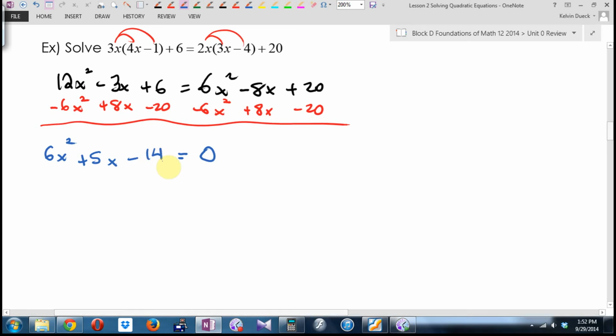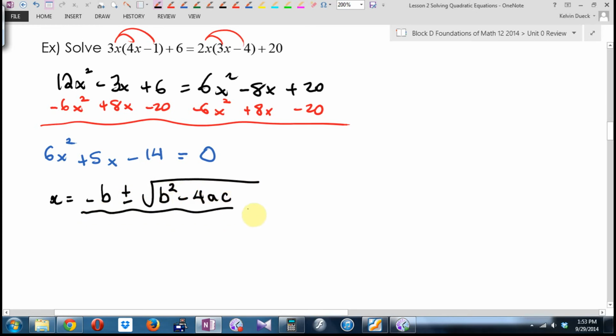Does this factor? I don't care. Might. I don't know. I'm very pragmatic. Here I'm interested in just getting a solution. We're going to use the quadratic formula. What is the quadratic formula? Negative b plus or minus the square root of b squared minus 4ac all over 2a.